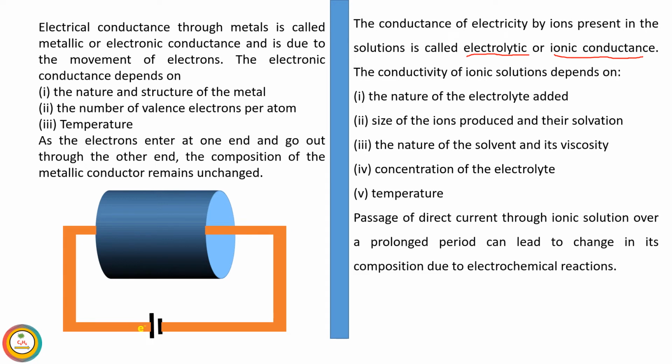Passage of direct current through the ionic solution over a prolonged period can lead to a change in its chemical composition. The change in the chemical composition by passing electric current through a solution. Why? Because the process of electrolysis starts there. The process of electrolysis converts your electrolyte into simpler substances, simpler elements, simpler compounds.